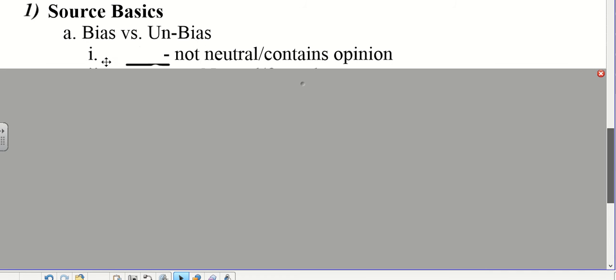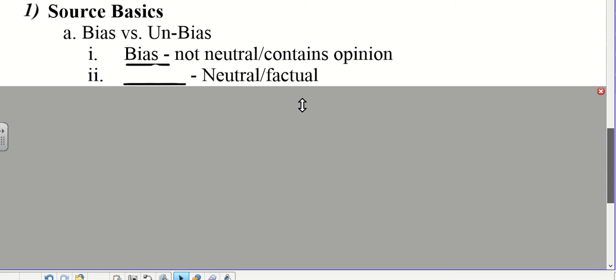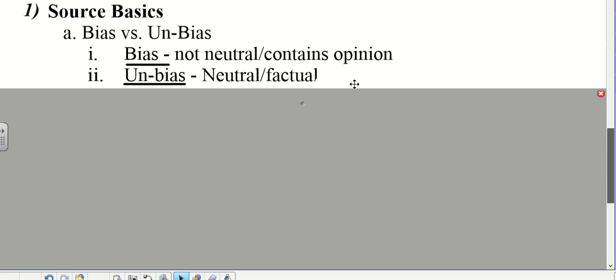Okay, so if it is biased, it means it's not neutral. It has opinion in it. It is an opinion. In other words, it can't be proven, kind of like I showed you with those questions. If it has bias, it has opinion. Now, you may agree with that opinion, but it is an opinion. Very important that you know the difference. Now, if it's unbiased, it's neutral, it's factual.